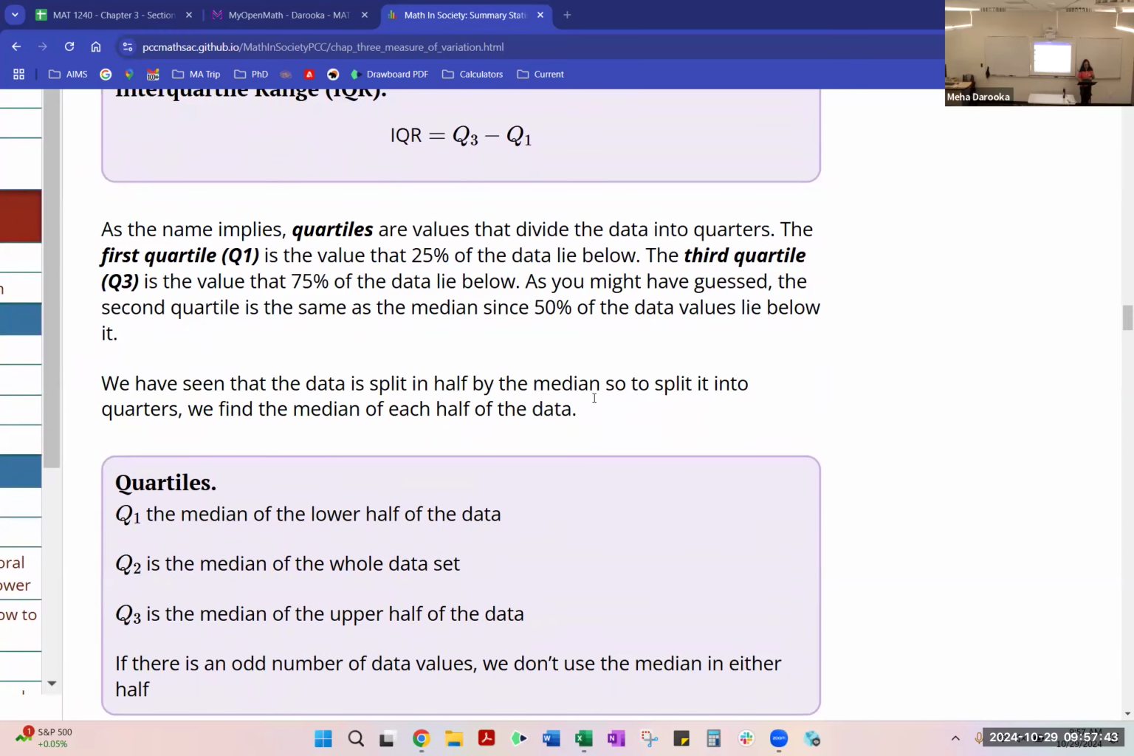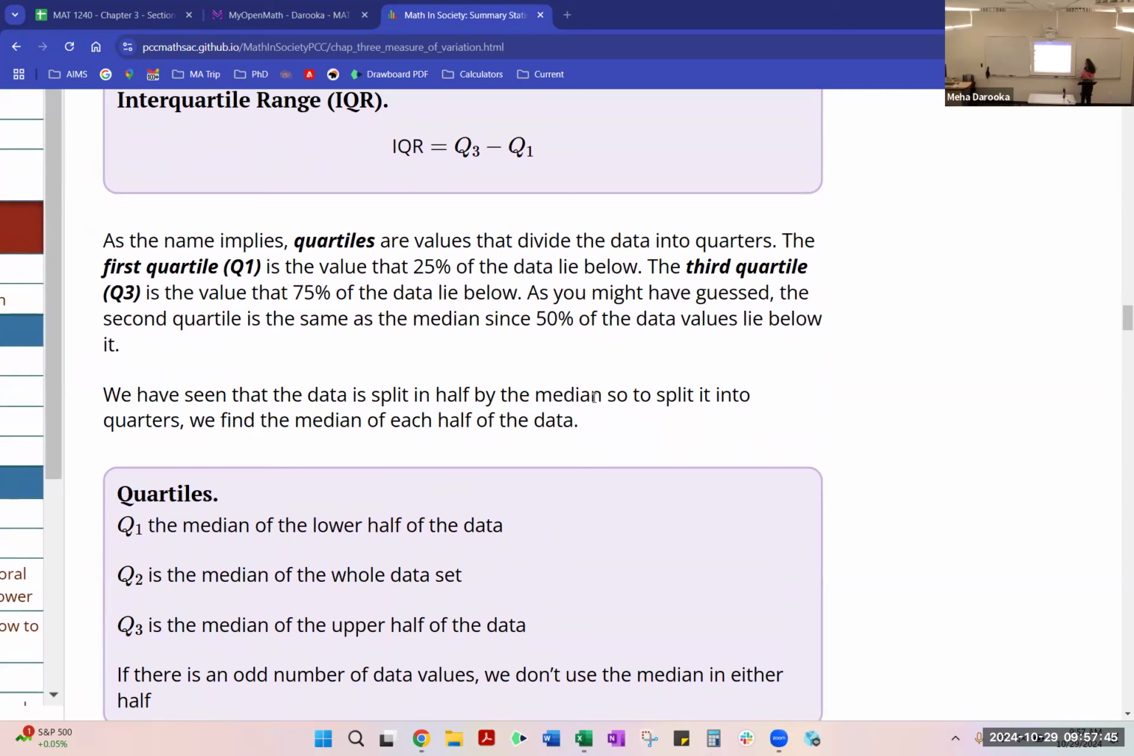So again, just some of the description. I'm trying to keep that on the same screen. So you can see here, we're defining the quartiles in that box at the bottom.